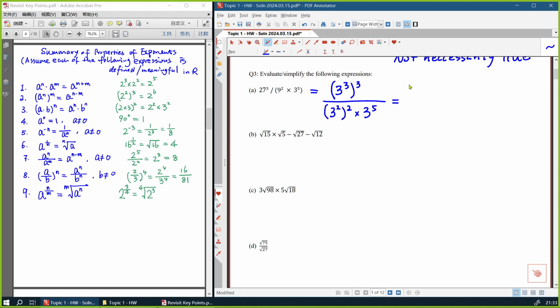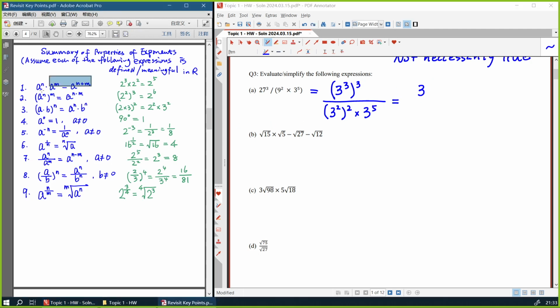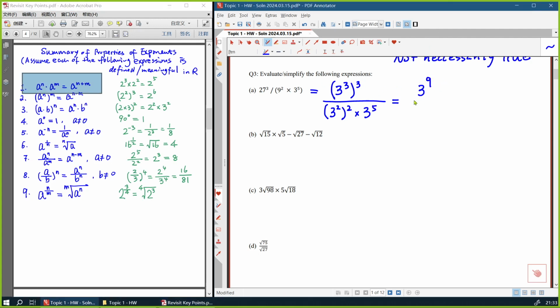So the numerator is 3 to the power of, okay, Sandy, can you tell me this number here? What should I put here? 9. Yeah, 9 is correct, because we can use the first property here, right? So that equals 3 to the power of 9 divided by 3 to the power of 4 times 3 to the power of 5, right?